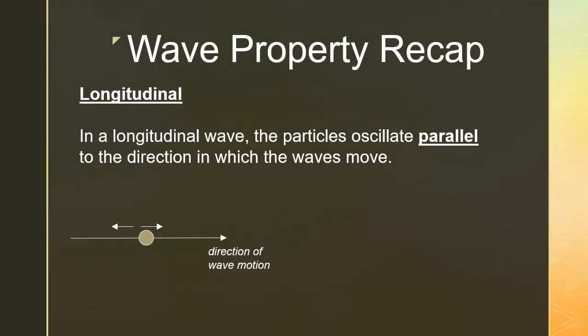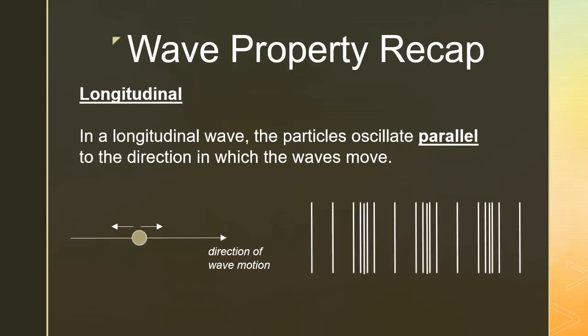Okay, so that was transverse. Now let's have a quick look at longitudinal. So in a longitudinal wave, the particles oscillate parallel to the direction in which the waves are moving. So in this case, the wave is moving from left to right, and the particles are oscillating in line with that, so in parallel to that. Now, rather than getting a series of crests and troughs, we're actually going to get a series of compressions and rarefactions. So compressions are the regions where all our particles are bunched up, they're really close to each other, and the rarefactions are where they're spread out.